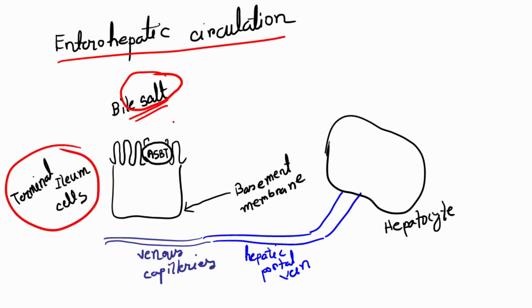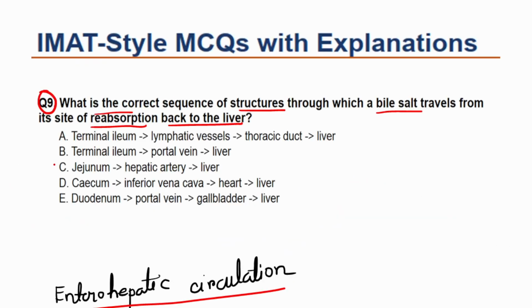Once the active ASBT transporter pulls the bile salts across the ileal epithelium, they come inside the enterocyte, exit the basolateral membrane and immediately enter the local venous capillaries. These capillaries coalesce directly into the hepatic portal vein, establishing a direct high-volume vascular highway that carries the salts straight back to the hepatocyte for immediate resecretion. Therefore, the correct answer is B, terminal ileum, portal vein, and liver.